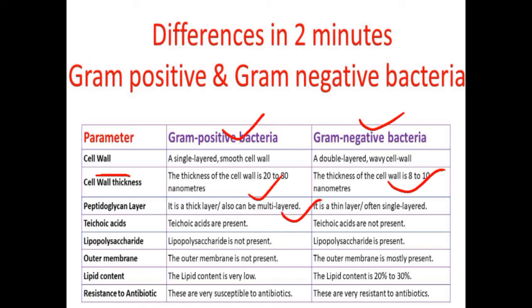Peptidoglycan layer is thick here, here it is thin. Teichoic acid is present here, teichoic acid is absent there. Lipopolysaccharide is absent here, and here lipopolysaccharide is present. Lipopolysaccharide is also called endotoxin, which causes septic shock, while the outer membrane is not present here. Here the outer membrane is present. Lipid content is low here, while the lipid content is high there. Gram-negative bacteria are resistant to antibiotics as the periplasmic space contains enzymes which break down the antibiotics, while gram-positive bacteria are susceptible to antibiotics.